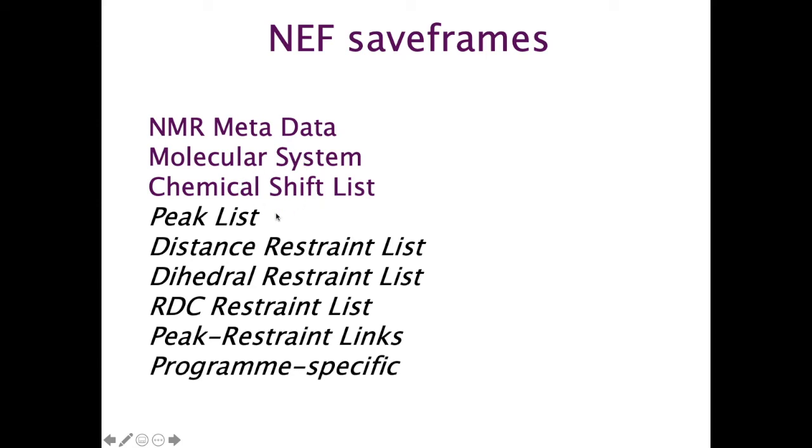And then it's up to you whether you want to include any of these other sections, so peak lists, various different types of restraint lists, a section that can link peaks to restraints, and then also different programs can provide program-specific save frames. So for CCPN, for instance, we've got CCPN-specific save frames, so if you save a NEF file in Analysis, you can save those and you can pretty much save the whole of a project.